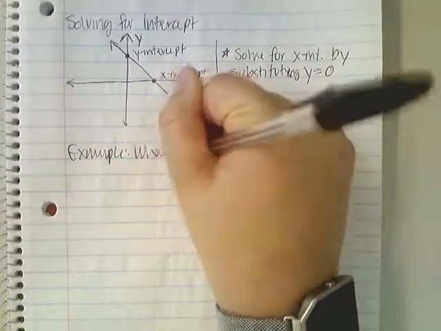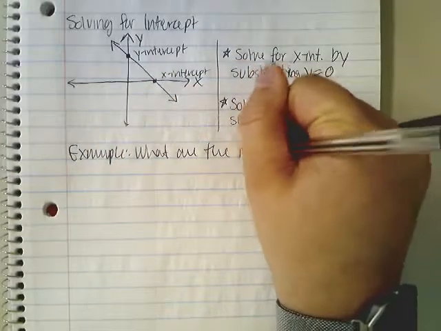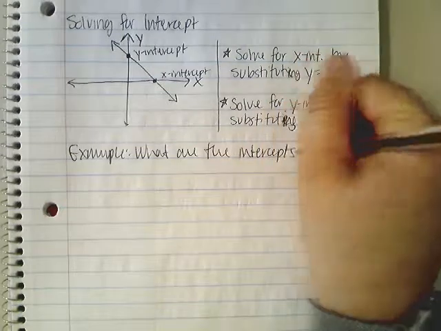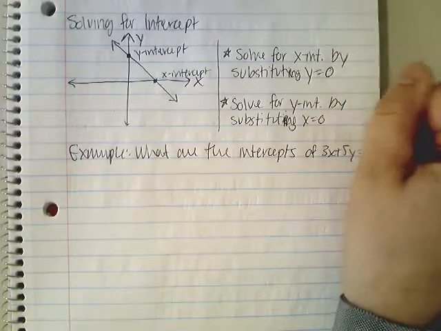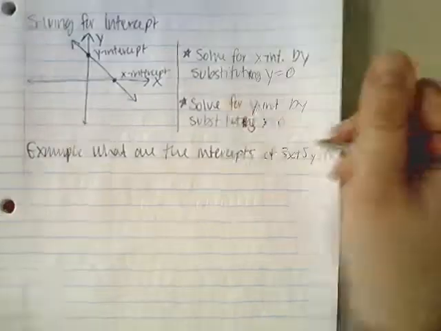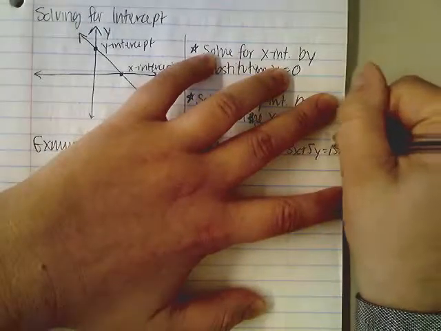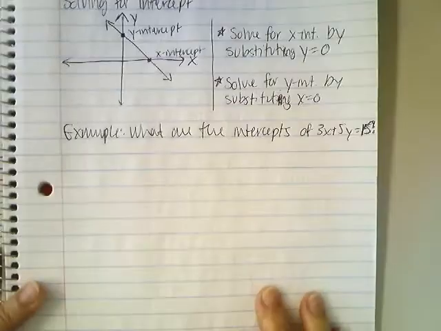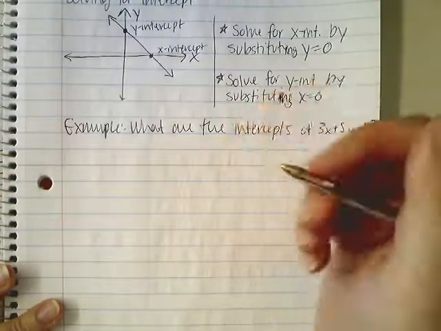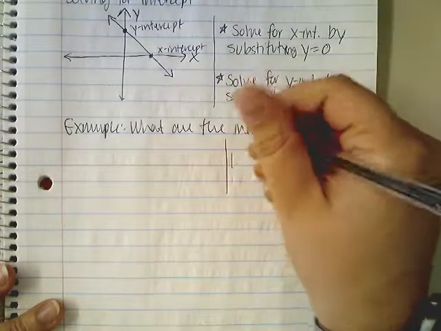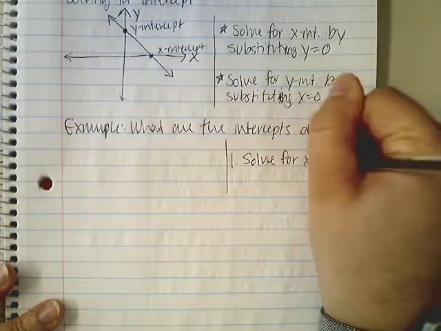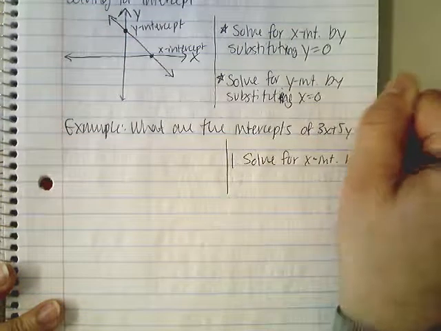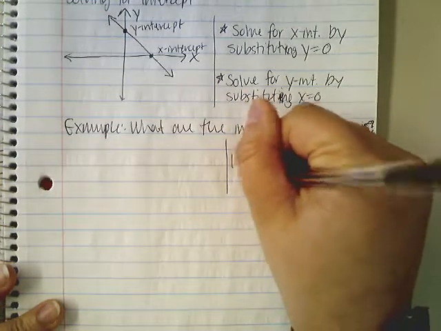So if we have a standard form equation, we'll do an example. If I asked you what are the intercepts of 3x plus 5y equals 15? So if I asked you what are the intercepts there, all you're going to do, step 1, you solve for the x-intercept by substituting or plugging in y equals 0.